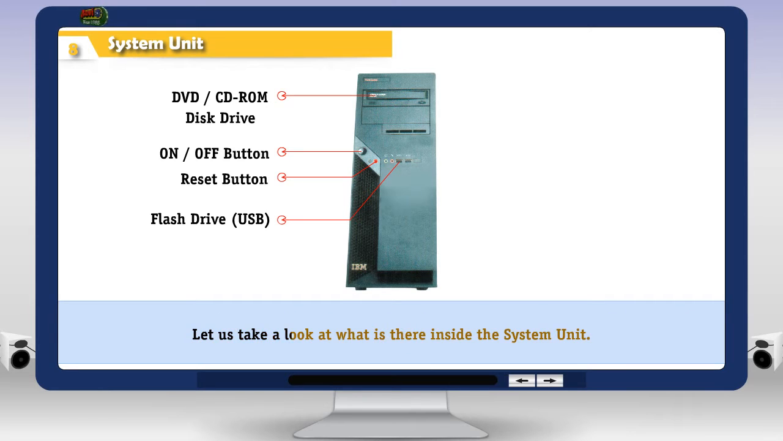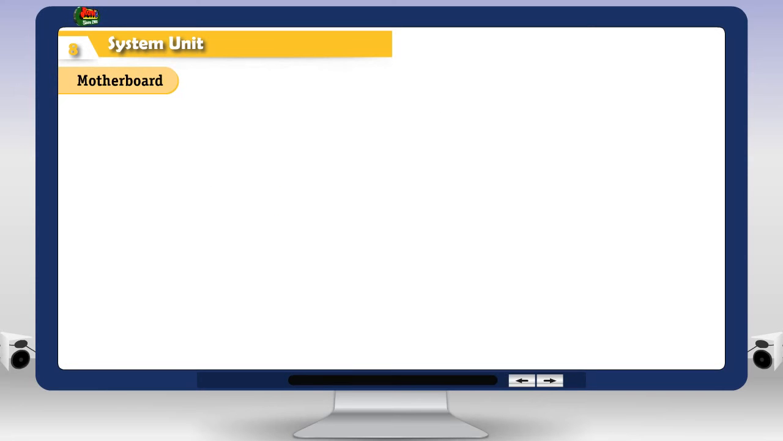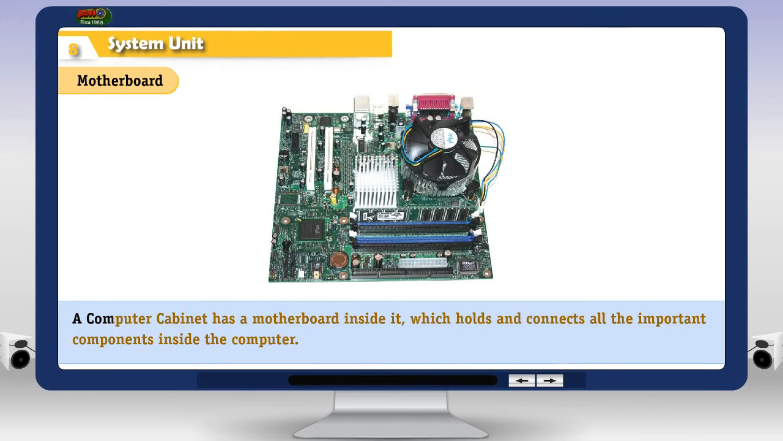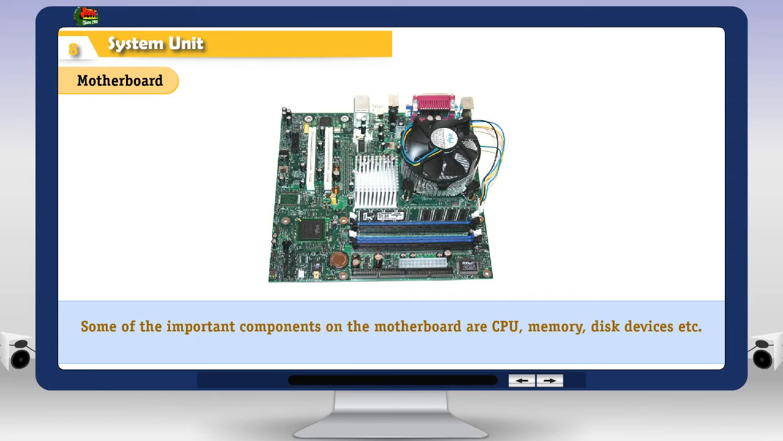Let us take a look at what is there inside the system unit. Motherboard. A computer cabinet has a motherboard inside it, which holds and connects all the important components inside the computer. Some of the important components on the motherboard are CPU, memory, disk devices, etc.